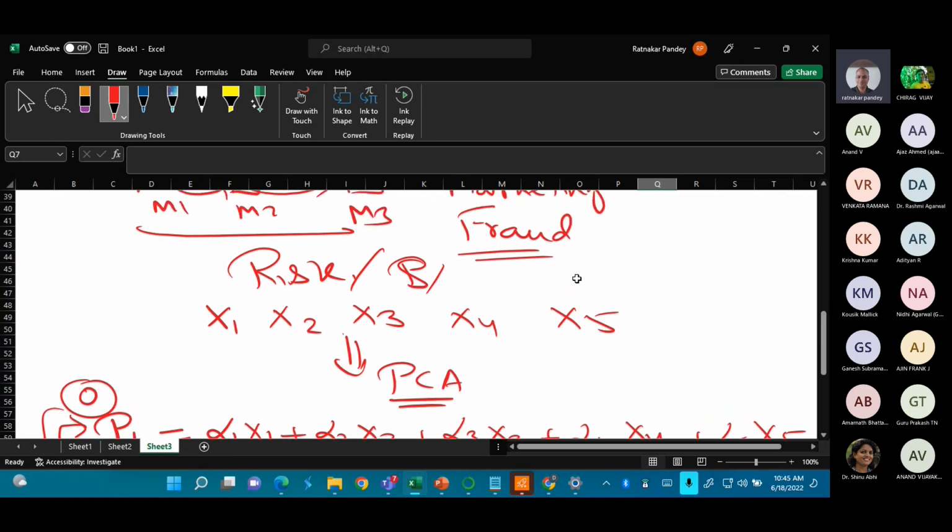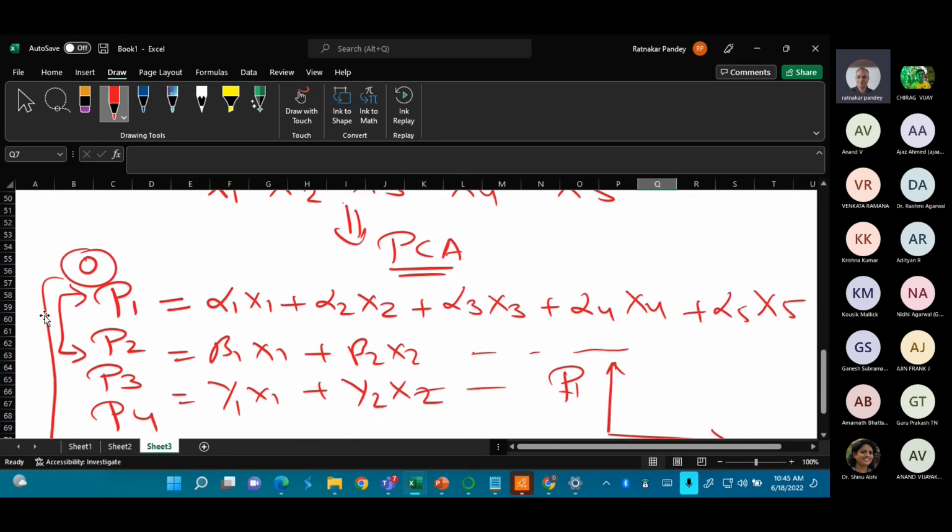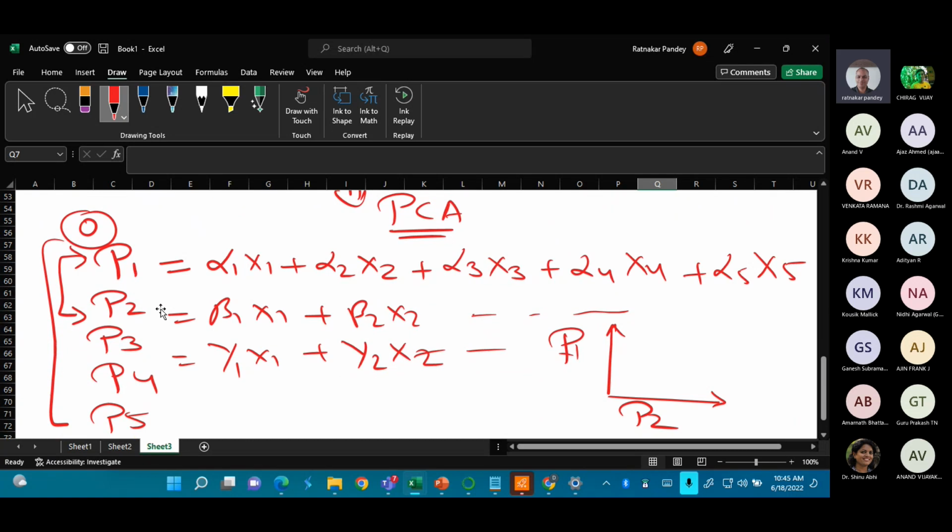Now, you may ask, if I have 5 features and I get 5 components, then how come I'm doing a dimension reduction? Does anyone know the answer for it?